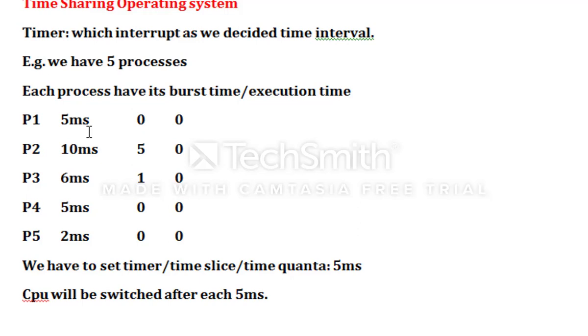Right? This is actually the time sharing system. The processor is allocated to each and every process for a time quanta, and the time quanta is decided by the policies of the operating system. So we have taken an example here: 5 milliseconds is our time quanta. The processor will be allocated to each and every process for 5 milliseconds, and the process execution time will be given here. So as per the given time, maybe the CPU will take 1 cycle, 2 cycles, n number of cycles, right? This is time sharing.